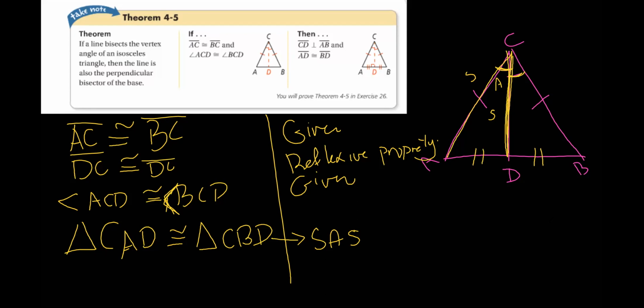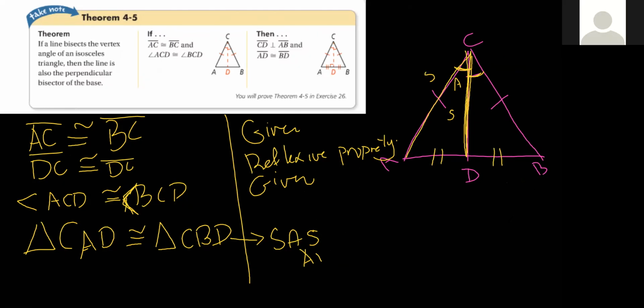So because of that, AD is congruent with DB, since the two triangles are congruent. So line segment AD is congruent with BD. This is the first thing I needed to prove. Now, what is also needed? I need now to prove that the bisector CD is perpendicular on the line segment AB.